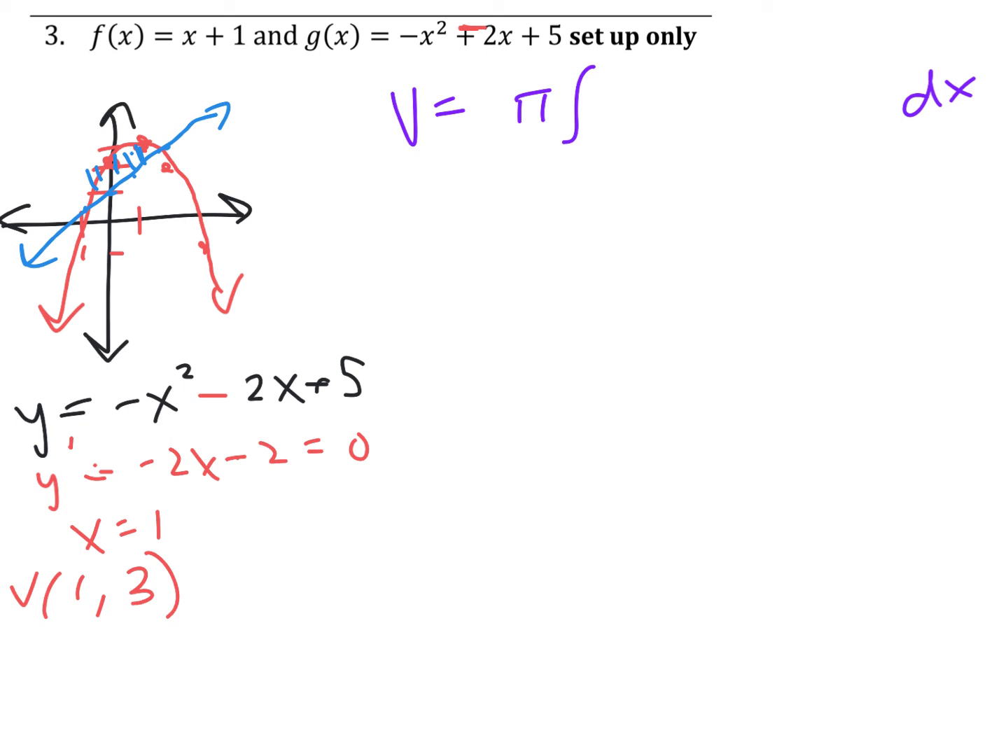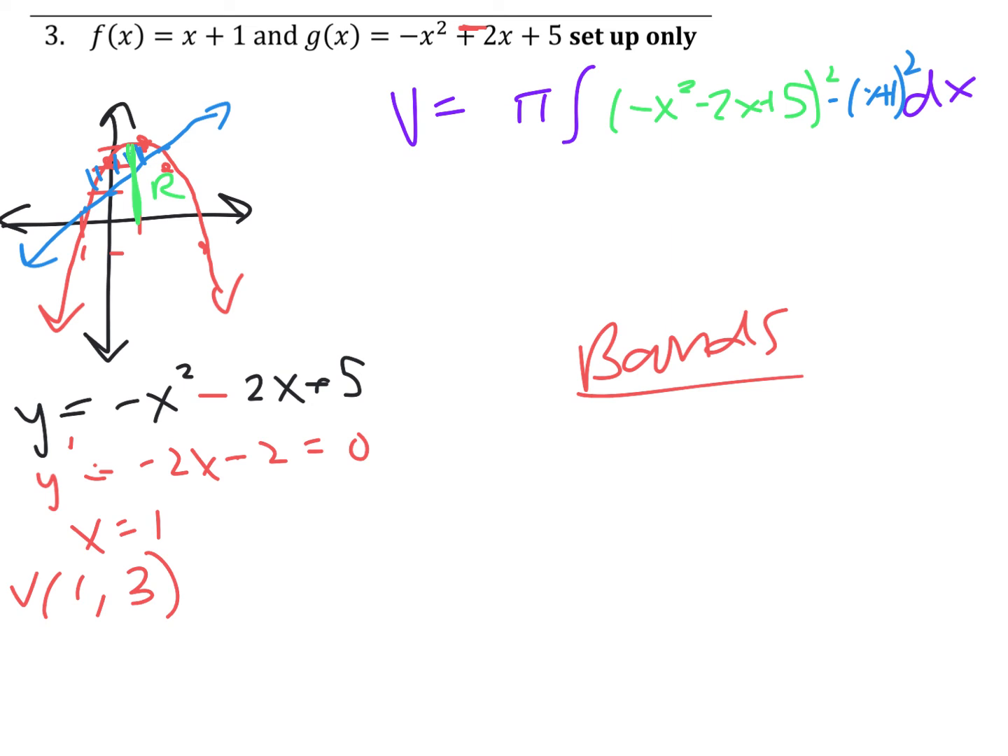The bounds we're going to find in a minute, but can you identify which is the big R and which is the small r? Go ahead and draw a line from the x-axis, that's where we're rotating, to the outside of the shaded region. That's going to be your big R, and that's formed by the quadratic. So our big R is -x² - 2x + 5, and we're going to square that. That means our little r has to be the line, so little r is (x + 1) squared.